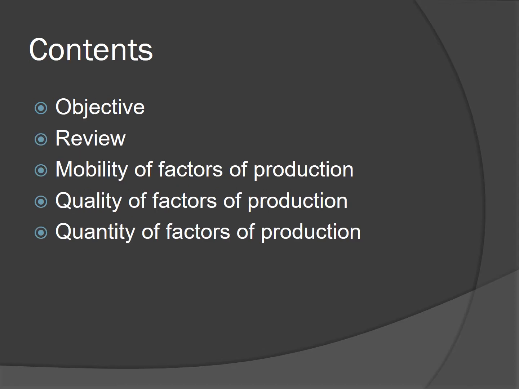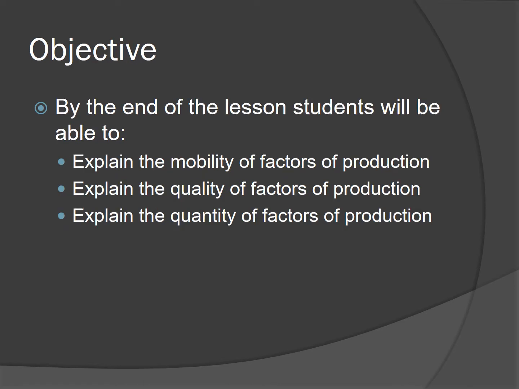In the contents, first of all we will check the objective. After that we will review the last week topic. Then we will learn about the current week's topic. Now come towards the objective. By the end of the lesson you will be able to explain the mobility of factors of production, explain the quality of factors of production, and explain the quantity of factors of production.